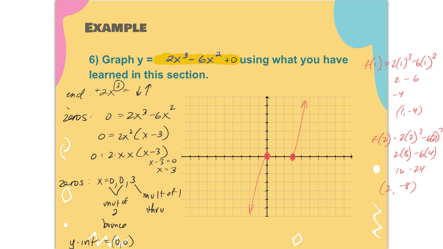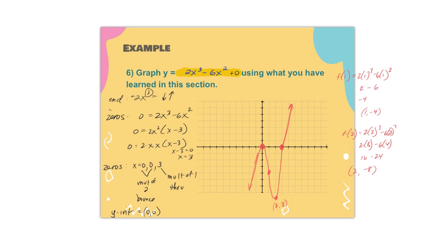So when x is 1, it's negative 4. When x is 2, it's down here at 2, negative 8, something like that. And I bounce off of 0. So I go up to 0, I bounce, I go through here, I come up, I go to 3, and I go through 3 and up. And it should be a curve, but you get the general idea.